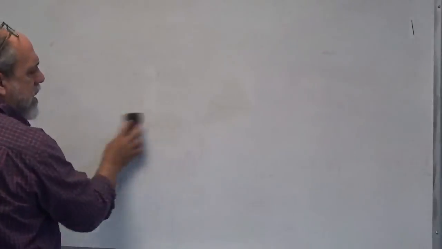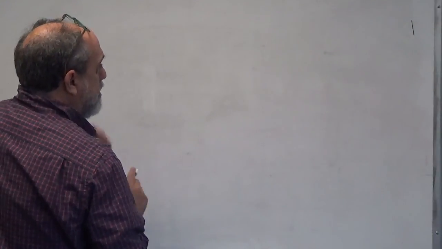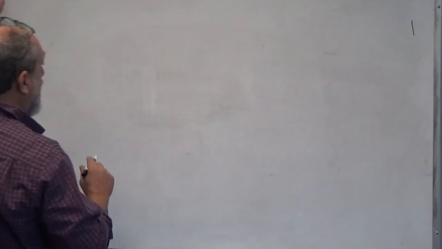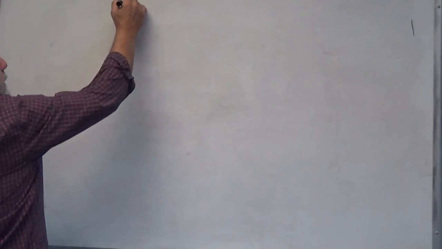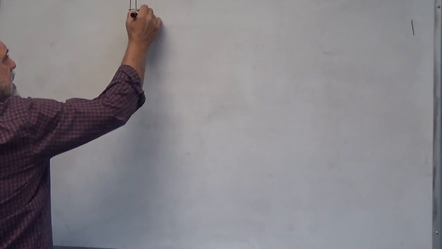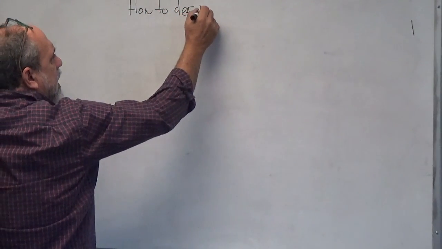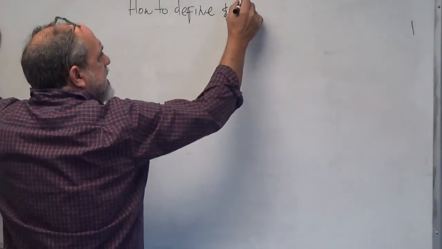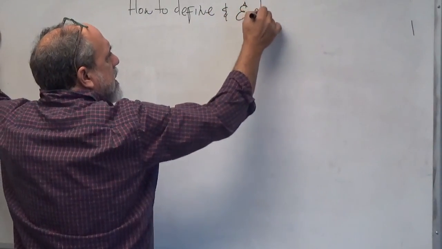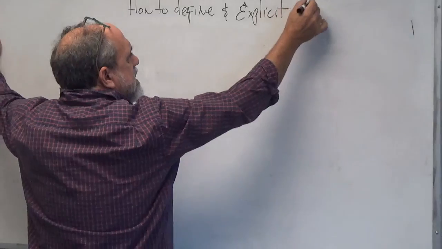So let's begin in the following way. Let's call this how to define an explicit C.